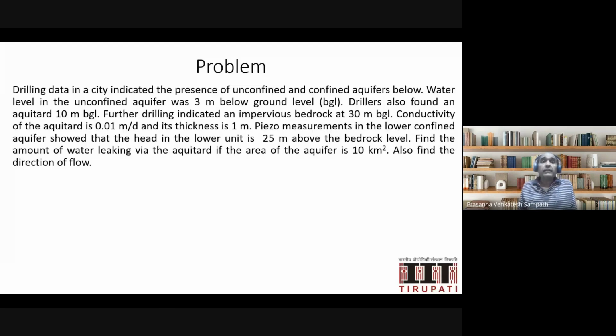Conductivity of the aquitard is 0.01 meters per day and its thickness is 1 meter. Piezometric measurements in the lower confined aquifer showed that the head in the lower unit is 25 meters above the bedrock level. Find the amount of water leaking via the aquitard if the area of the aquifer is 10 kilometers square. Also find the direction of flow.